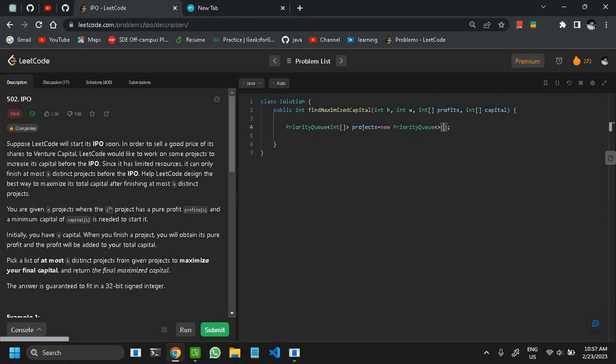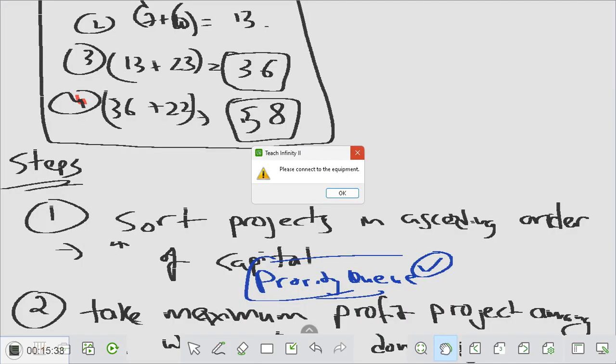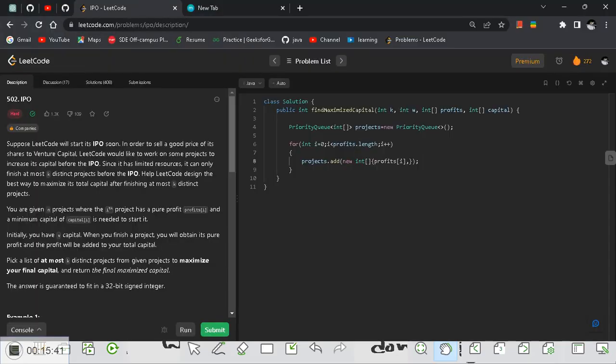Now I have to write a sorting criteria which will sort this projects array on the basis of the capital. So first of all, let's store capital here. Let me write here profits, and I'm going to add projects dot add, and I will have a new integer array which will store profits of i and capital of i. After that, now I have stored profit in the first index and capital in the second index, so I can write here my criteria.